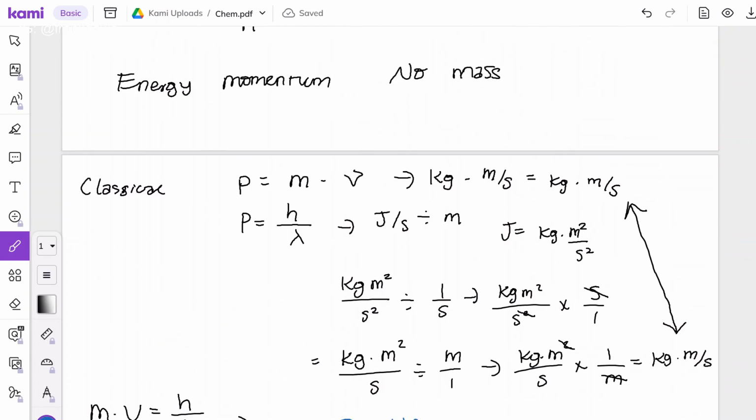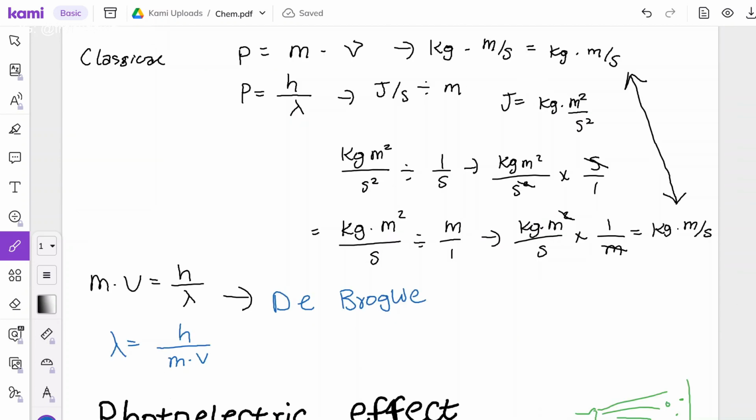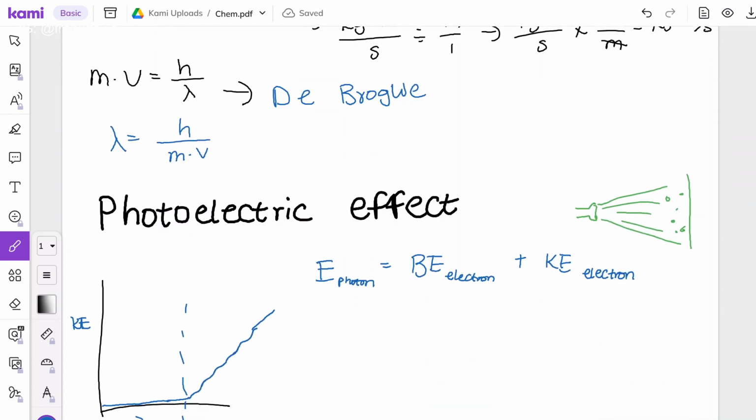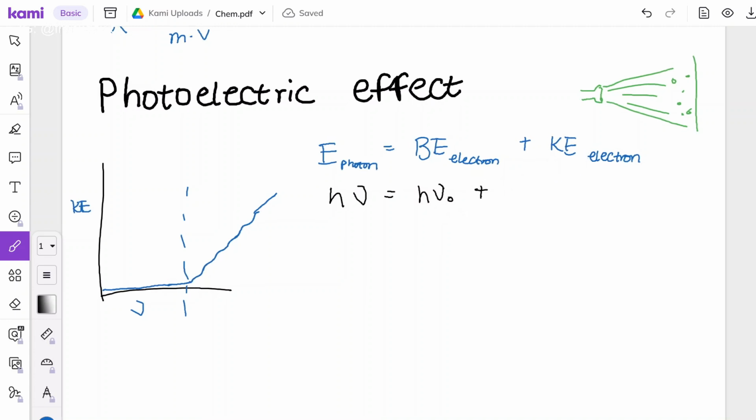From up here, the equation for the energy of the photon is just h times nu, which is the frequency. So you can rewrite this whole thing as the energy of the photon is equal to h v naught. This is the binding energy of the electron, which can just be h v naught, plus, from a while ago, the kinetic energy.